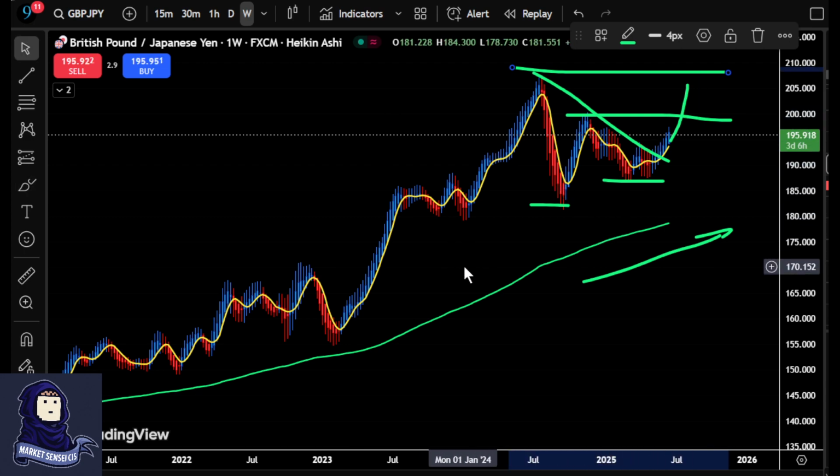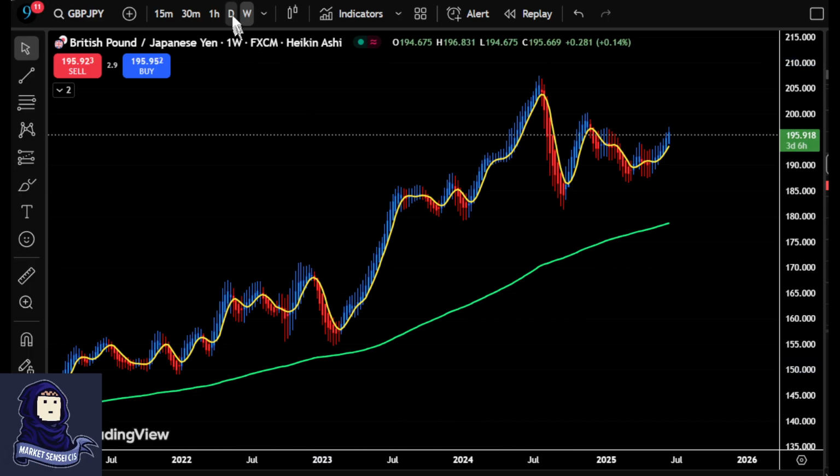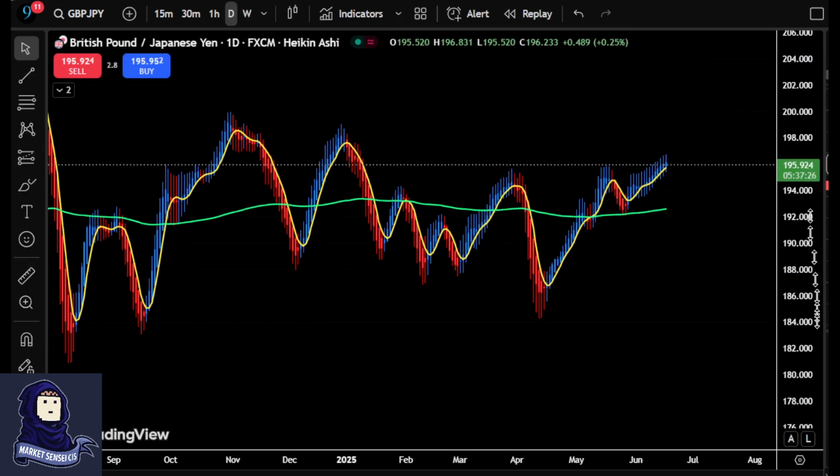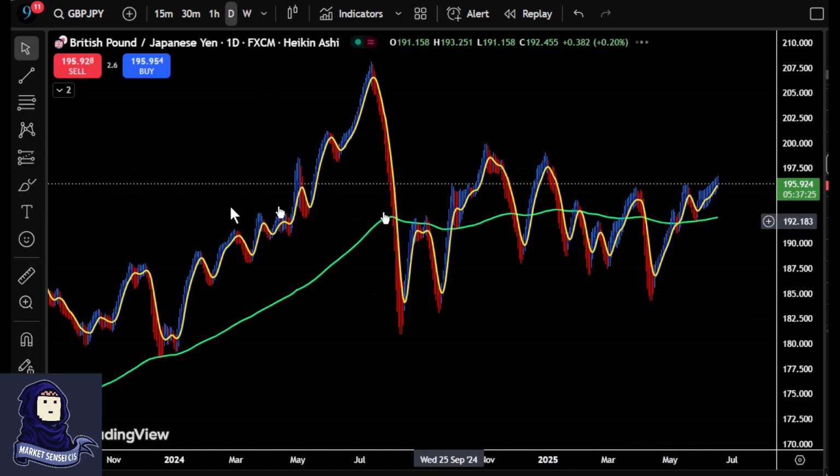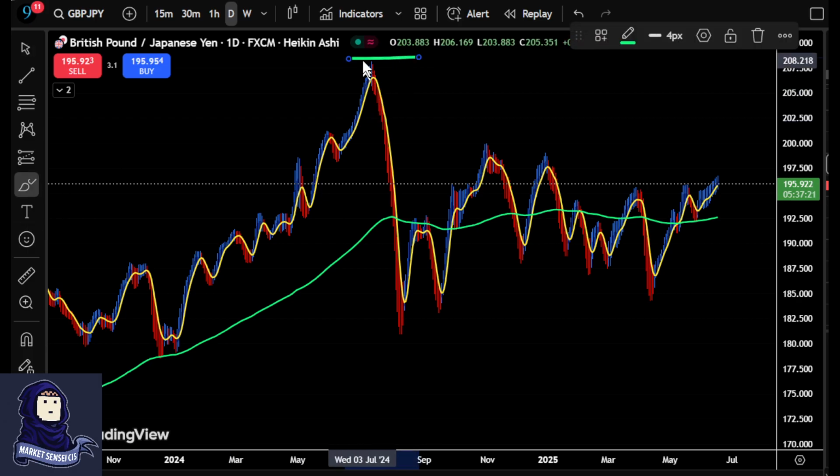So let's check out the daily chart. Daily chart of pound yen. Pound yen appears to be resisted. Oh, you can see here this is a strong upward move.